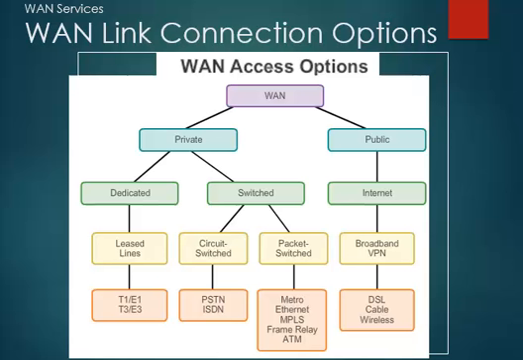In the public case, providers may offer broadband internet access using digital subscriber line (DSL), cable, and satellite access. Broadband connections are typically used to connect small offices and telecommuting employees to corporate sites over the internet. Data traveling between corporate sites over the public WAN infrastructure should be protected using VPNs.